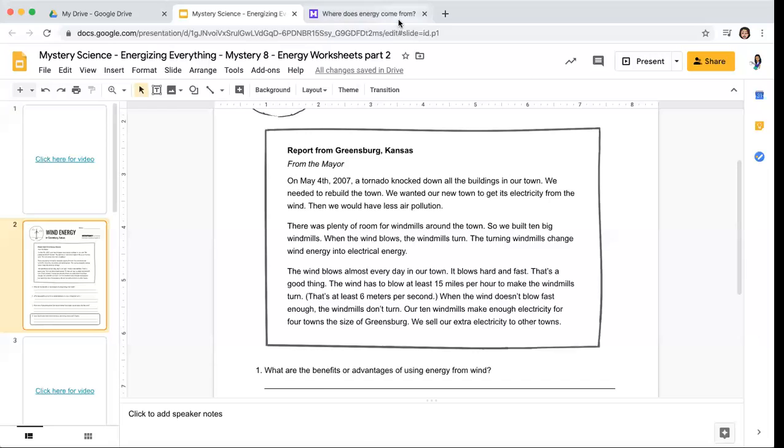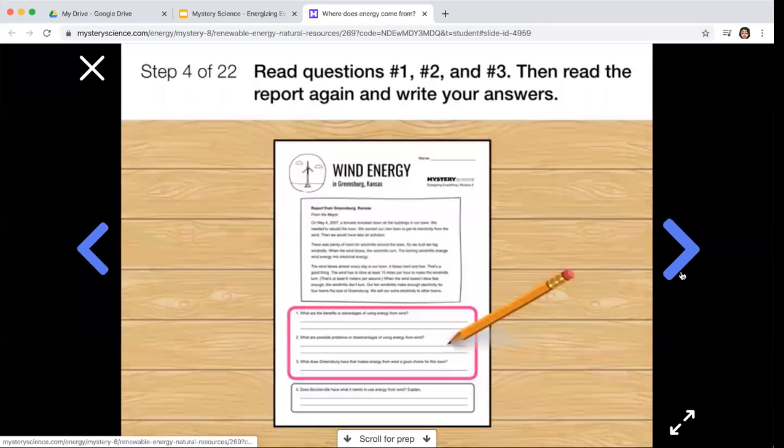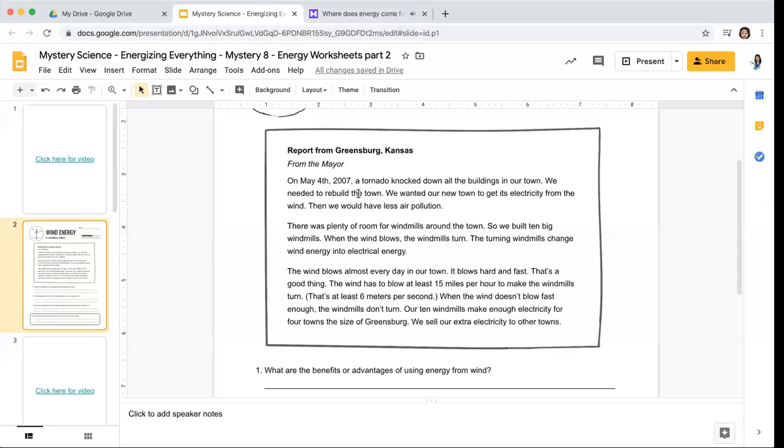Okay, so when you finish reading that, you go back to the video, go to step 4. Read questions 1, 2, and 3 aloud as a class. Then read the report again with your partner and write your answers. Okay, so here we go.